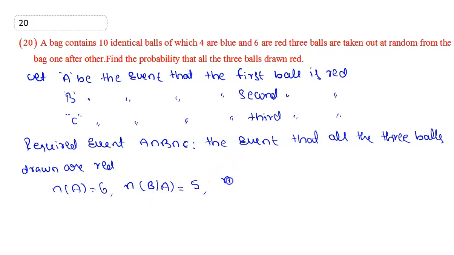And the third one, N of C given A intersection B. So here 5 balls are there, so leftover is 4. Total 6 are there, 1 is taken out. So N of A is equal to 6, and after taking one red ball, N of B given A is equal to 5. After taking another red ball, N of C given A intersection B is 4. So here we are calculating P of A intersection B intersection C.